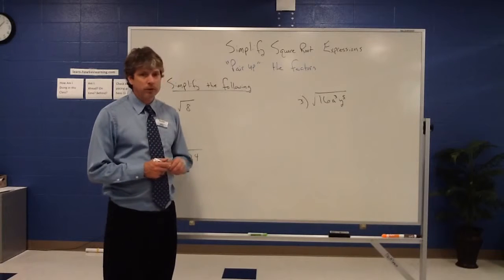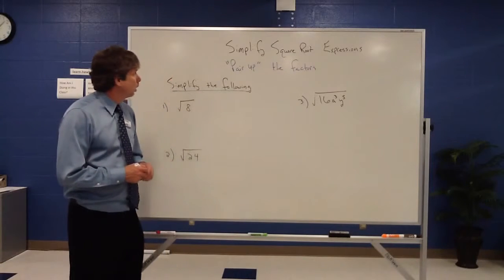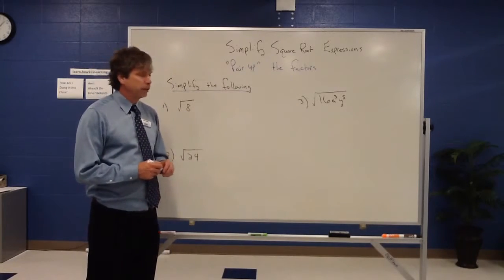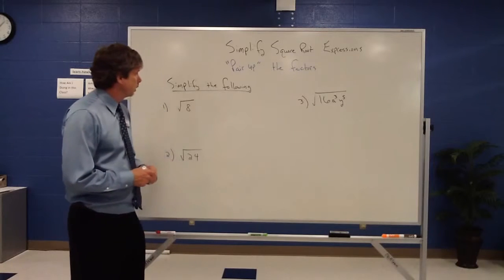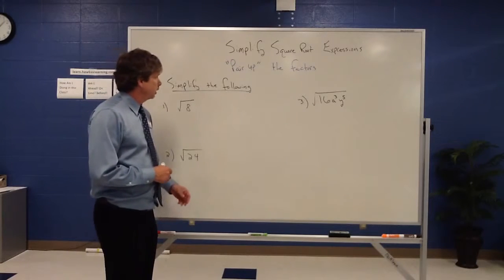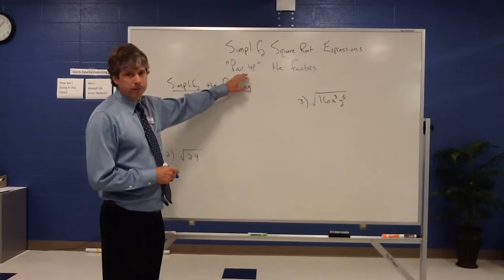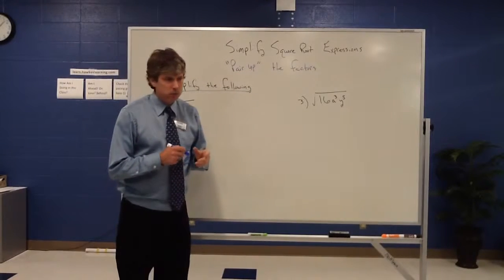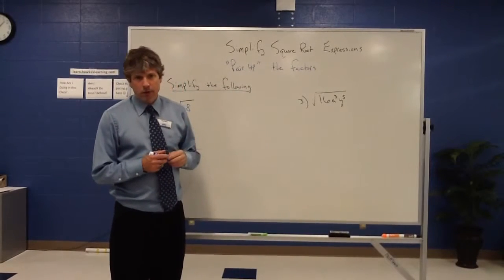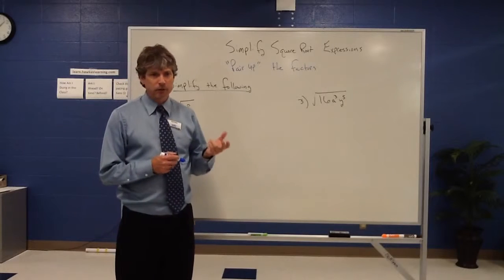This is part 2 of the square root. We're going to simplify what we call square root expressions. The strategy in a nutshell is basically we're looking to pair up the factors. As we learned with square root, you had to have two of the same factor to take the square root of something.